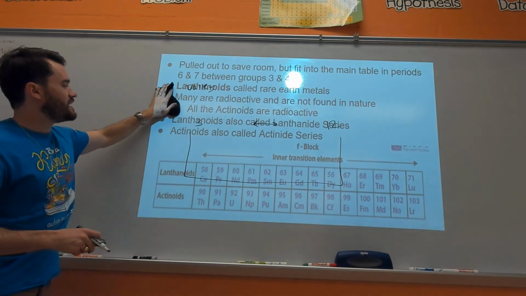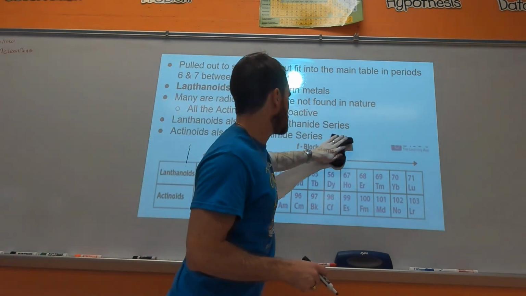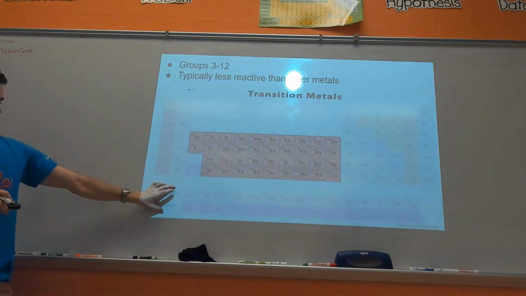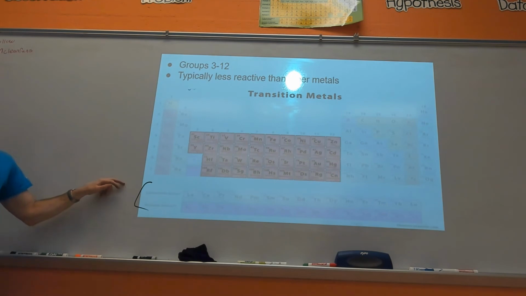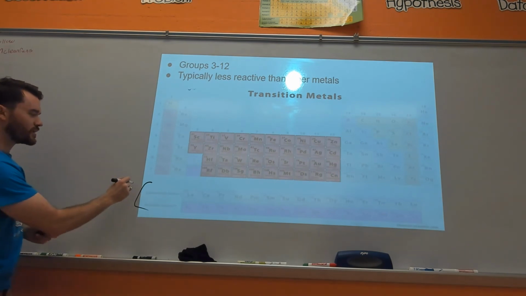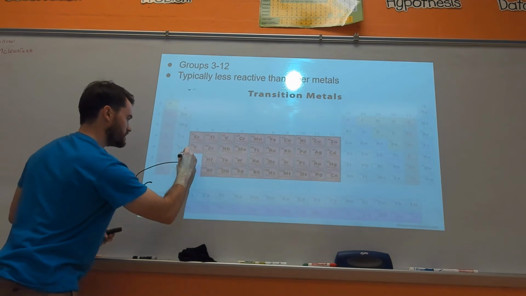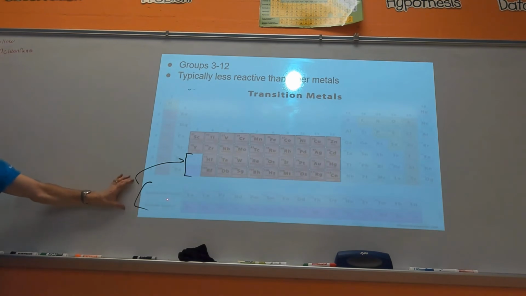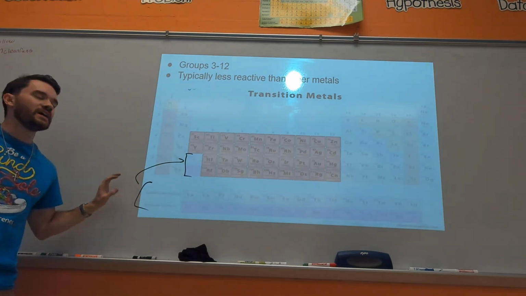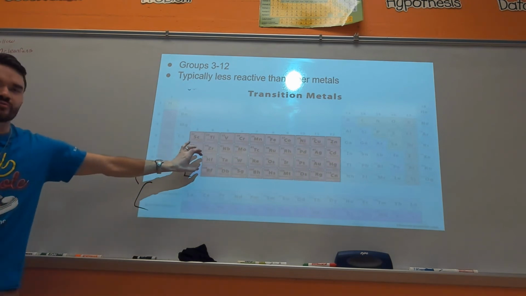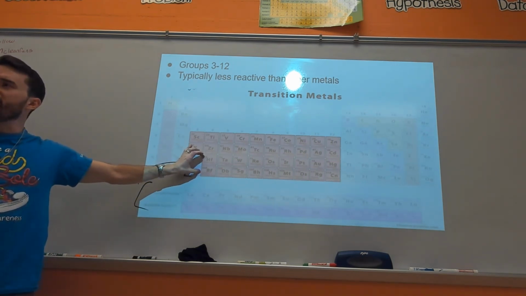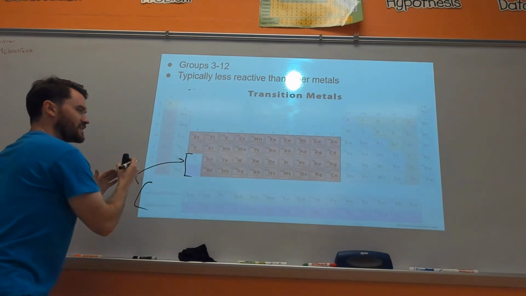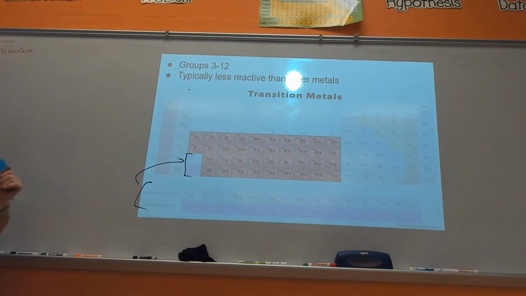Okay, then getting into the inner transition elements. So where this came from is here. These right here, the inner transition elements, could squeeze in right here. So this table here is the bottom part of the periodic table. Now, why would I not want these to be put right there? What's the benefit of pulling these out and pasting them down here? Why not just add them in here and make it all one table?